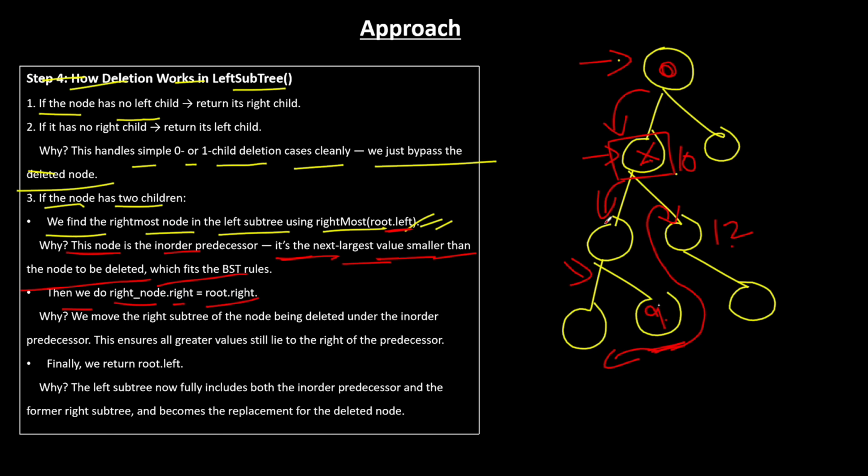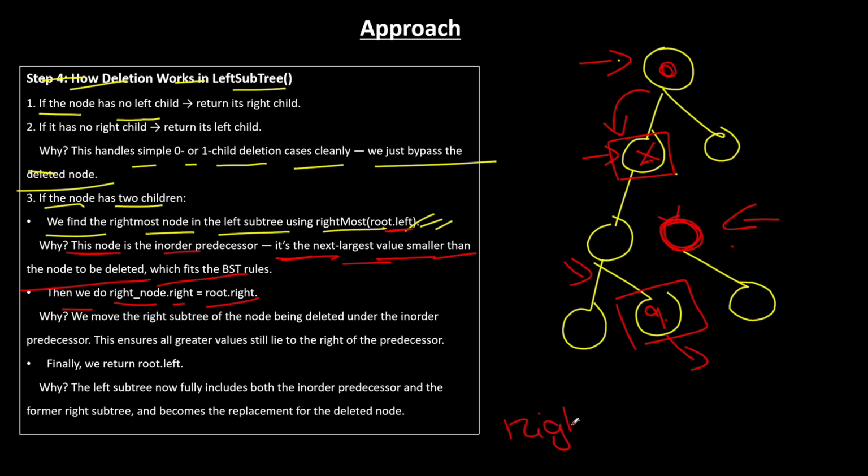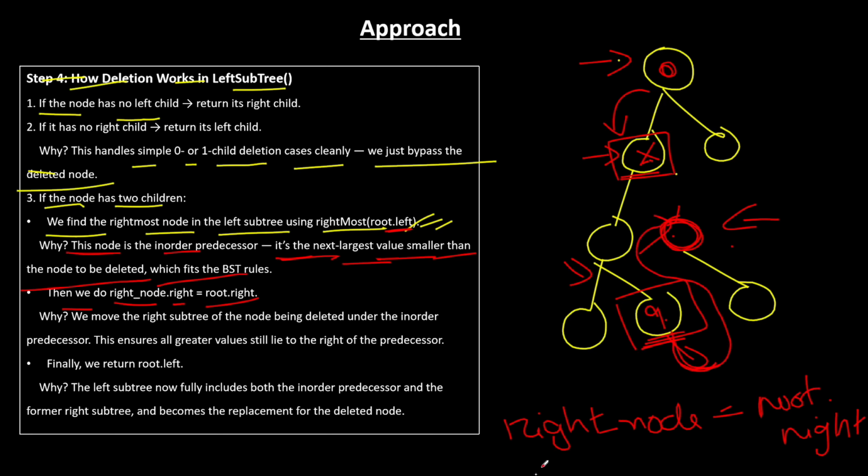This right has to be connected with the right subtree of the deleted node. Then what you will do? You will create a variable. Suppose here I have created right node. There we will place root right, which is this, right? And when you find this rightmost node, you will just point this rightmost node's right edge to this variable right node. This way you get the connectivity.